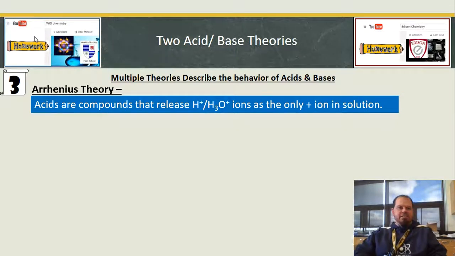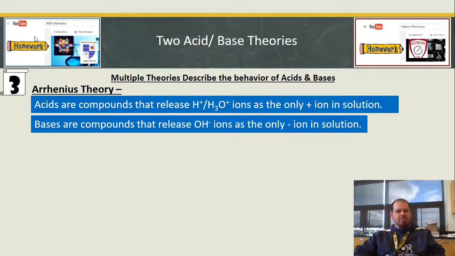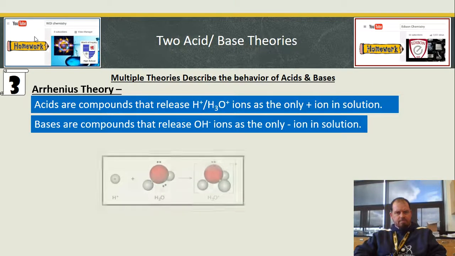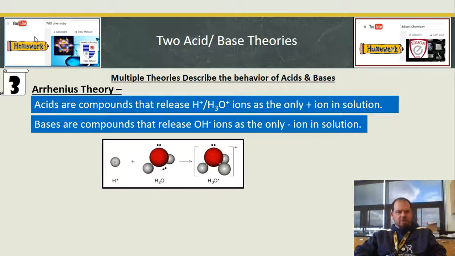Arrhenius theory, the first acid-base theory, states that acids are compounds that release H plus or H3O plus ions as the only positive ion in solution. And that is much like the definition we saw of Arrhenius theory in the vocab. Remember, H plus and H3O plus are the same thing. They are synonymous. Bases are compounds that release OH minus as the only negative ion in solution, according to Mr. Arrhenius.